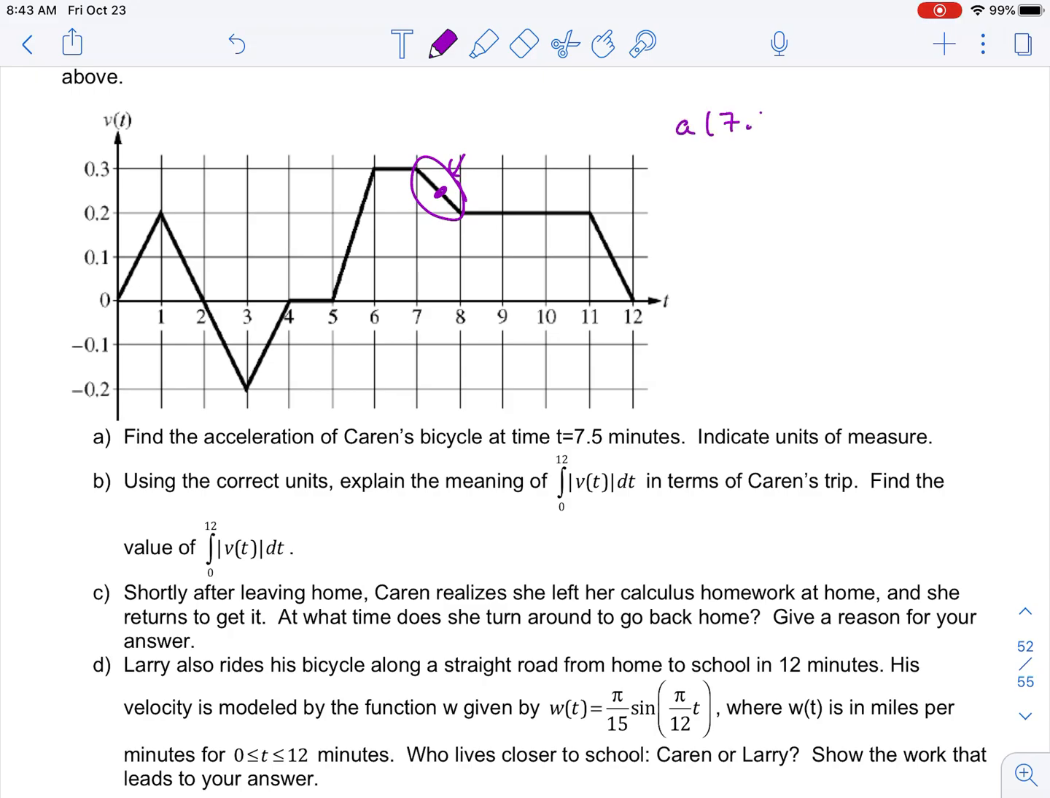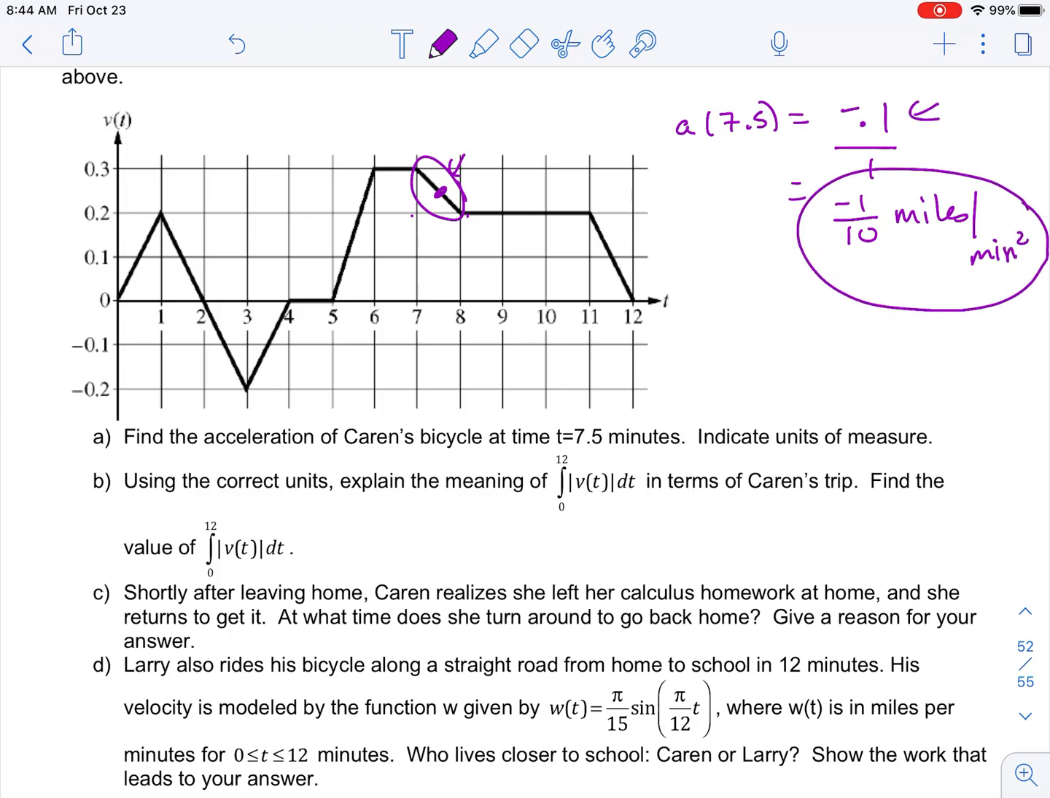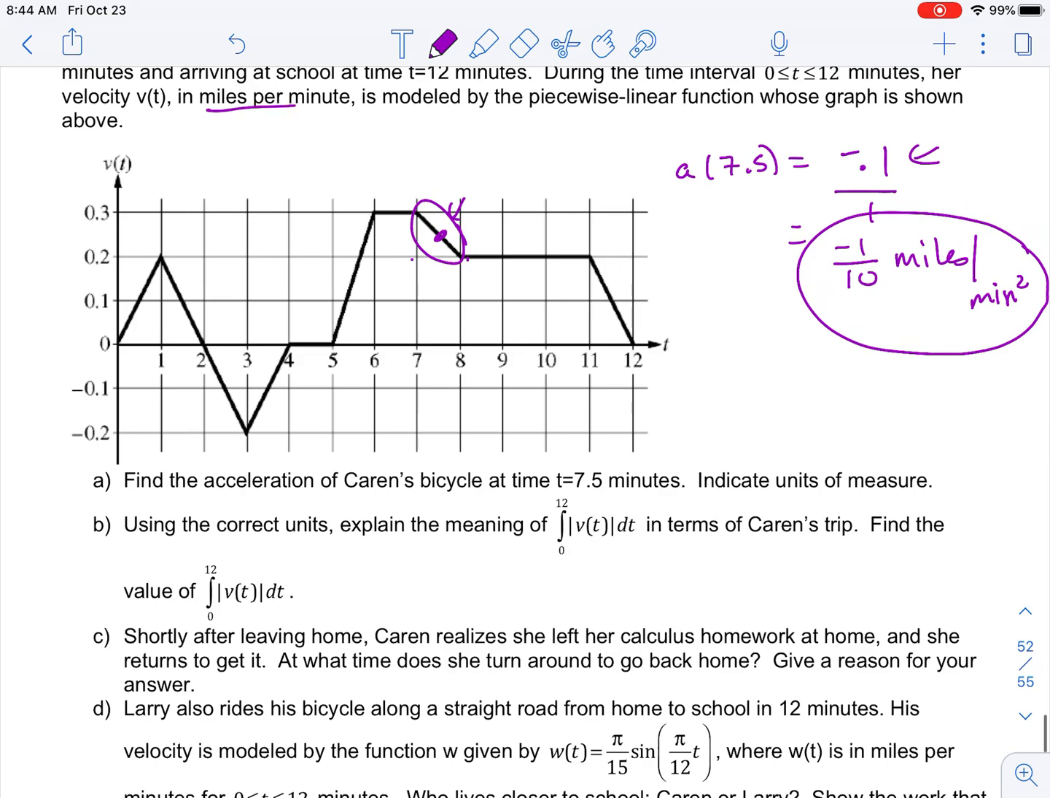So the acceleration at 7.5, if you do change in y, would be negative 0.1. I'm going down by 0.1 and then to the right 1. So you can say negative 1/10. Units would be miles per minute squared, right? The units on top is your velocity unit, which is miles per minute, and then you're dividing by the time again, which is minutes. So that's part A.